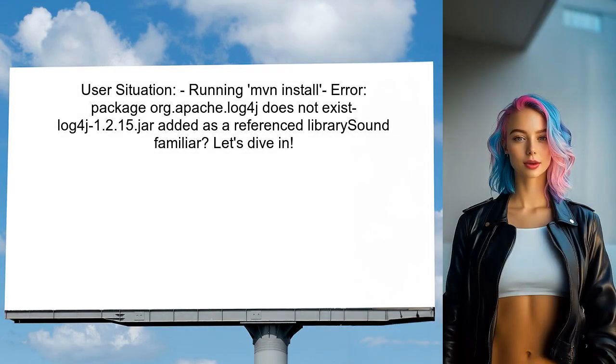Here's the situation. One user reported that while running the command mvn install, they received an error stating that the package org.apache.log4j does not exist. They have the log4j 2.50 jar added as a reference library, but something is still missing. Sound familiar? Let's dive into the details.